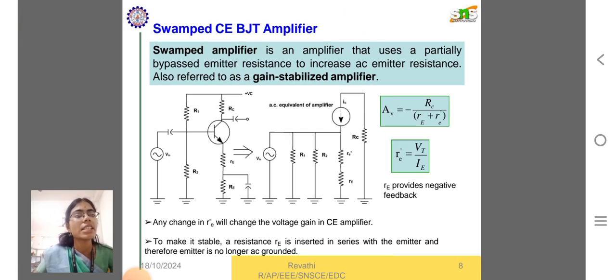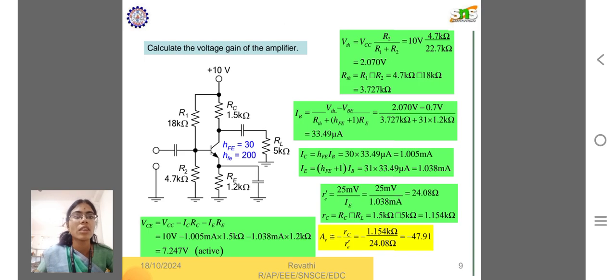The swamped CE BJT amplifier is an amplifier that uses a partially bypassed emitter resistance to increase the AC emitter resistance, also referred to as a gain stabilizing amplifier. To make it stable, a resistor RE is inserted in series with the emitter, and therefore the emitter is no longer AC grounded. To calculate the voltage gain of an amplifier, we have to find IB, IC and IE, where IB, IC and IE are the base current, collector current and emitter current.